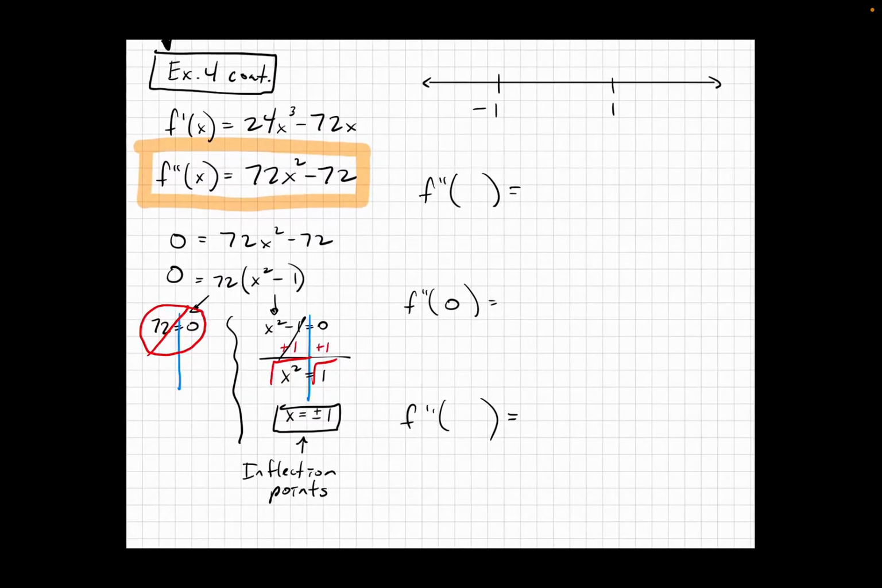Whatever is easiest. So if I choose -2, I'm going to go 72 times -2 squared minus 72. So 72 times 4 minus 72. Well, 72 times 4 is going to be bigger than 72. So when I subtract these 2, I'm going to get a positive answer. Positive 200 and something.